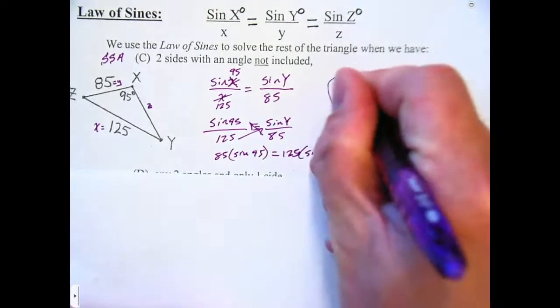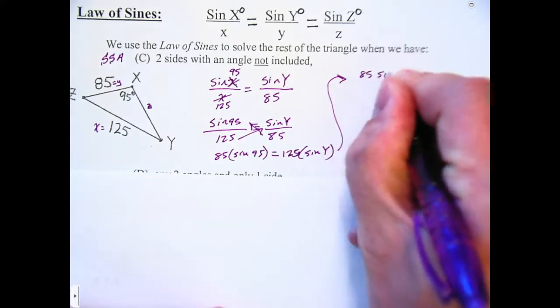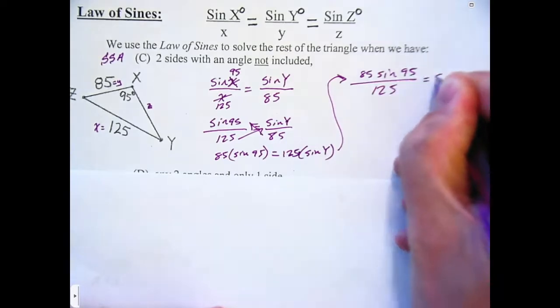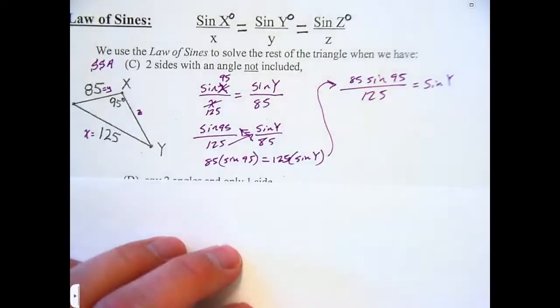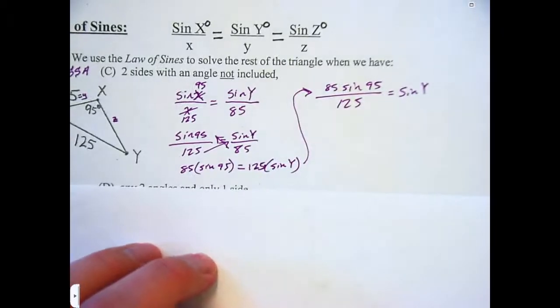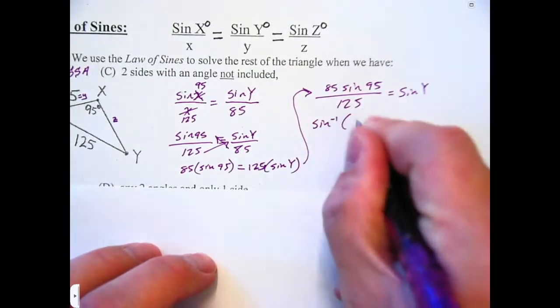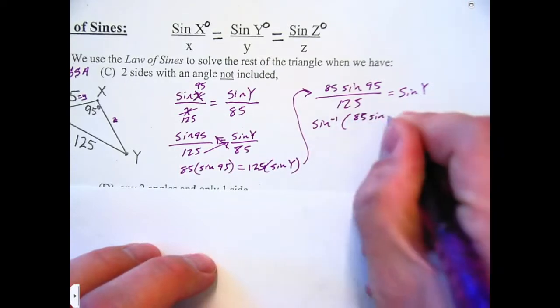So I'm going to rewrite it up here. That's going to give me 85 sine 95 over 125 equals sine y. How do I get y by itself? Inverse sine. Yeah. Of all that junk there. This is the thing you want to put into your calculator.